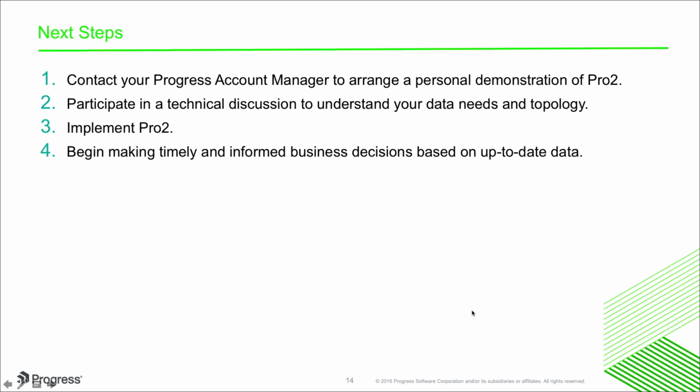So as far as next steps go, feel free to contact your Progress account manager to set up a personalized demonstration for you around Pro2. And after that demonstration, we typically hold a technical review to understand your overall infrastructure or topology within the organization, the number of databases you have, et cetera, so that we can ensure that Pro2 will meet your needs and come up with a plan to make sure that it works as efficiently as possible. After that, we'll implement Pro2, and you'll begin to make timely and informed business decisions against that real-time replicated data.